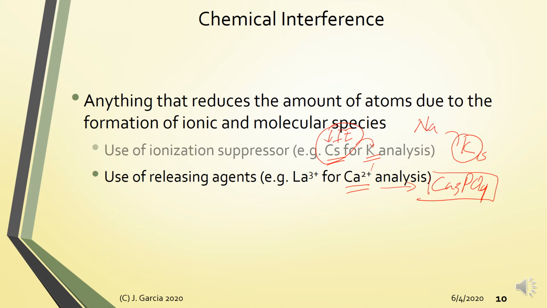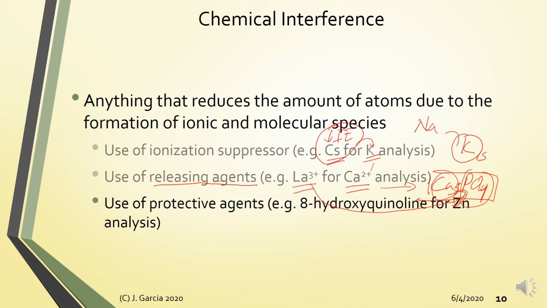So what you can do is to use a releasing agent, and a common releasing agent for calcium analysis is the addition of lanthanum ions from lanthanum nitrate. Why? Because lanthanum has a higher affinity towards phosphate compared to calcium. So what lanthanum will do is steal away phosphate so that calcium will be liberated. So this is what you refer to as a releasing agent.